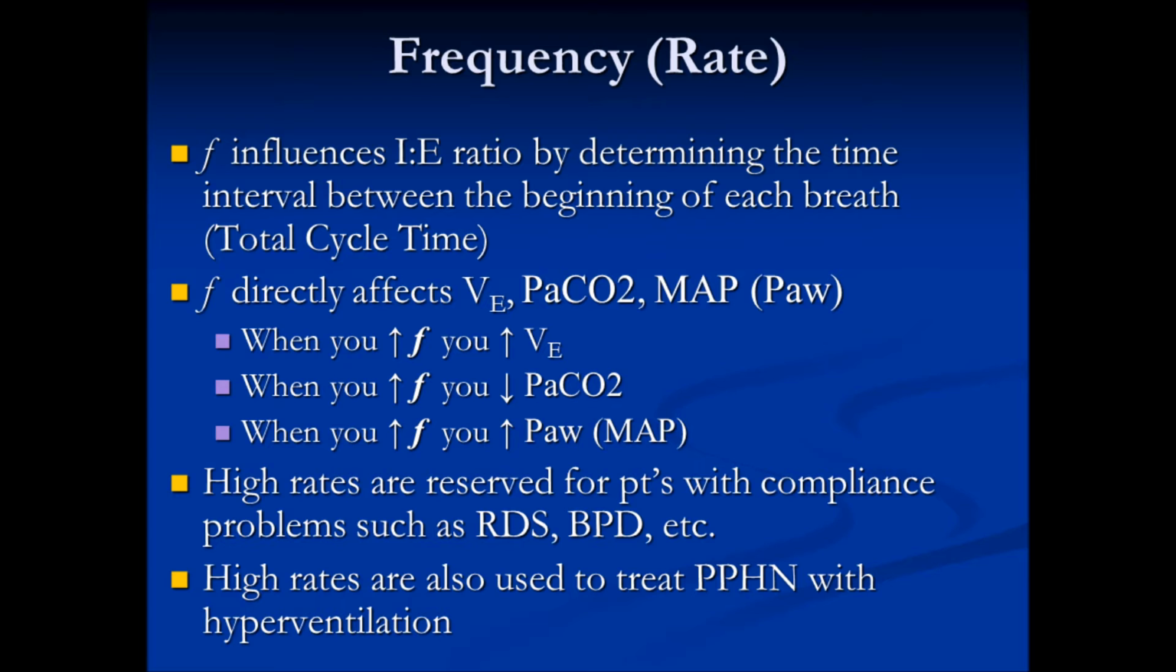Okay. The frequency directly affects your minute ventilation, CO2, and your mean airway pressure, which is denoted as MAP or PAW. So since it directly affects those three things, if you increase the rate or the frequency, you also increase each one of those things listed as well. So if you increase the rate, you increase your minute ventilation. If you increase the rate, you increase the amount of time that you are ventilating. And therefore, if you are ventilating more, you decrease your CO2.